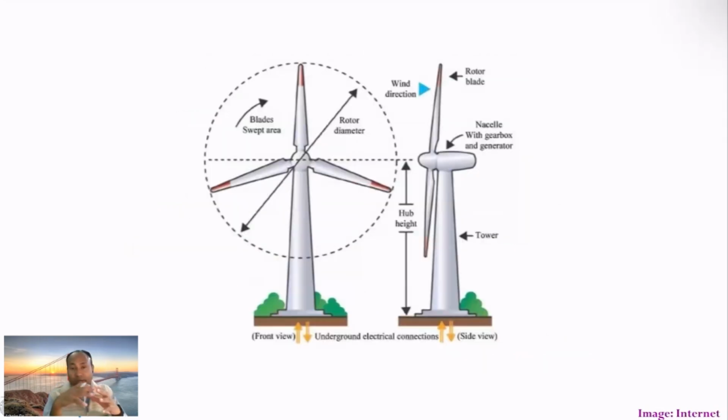What is important here is that you can see both the views. This is the side view, and this is the front view. You can see how these wind turbines are operated under wind conditions, and how these different components play an important role in getting the wind energy extracted for our electricity.